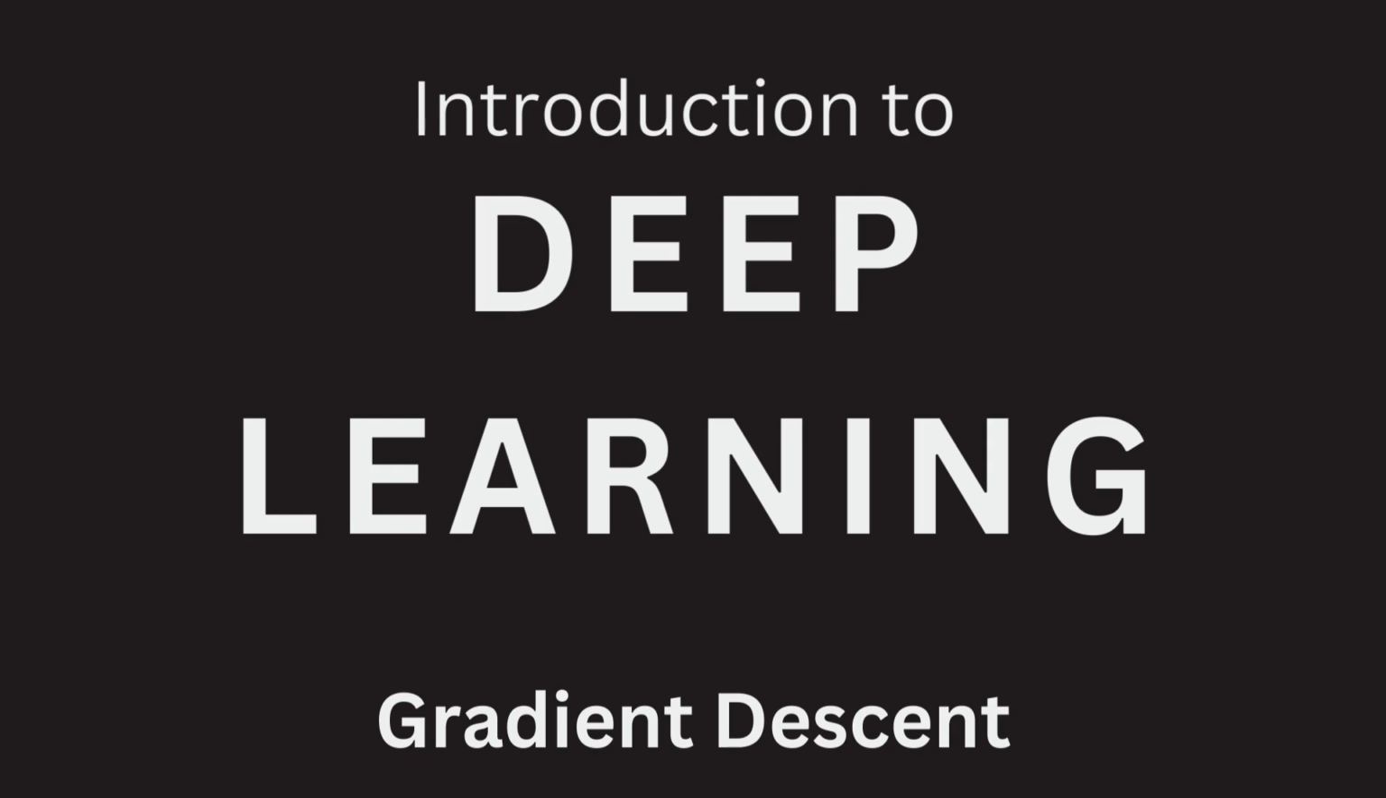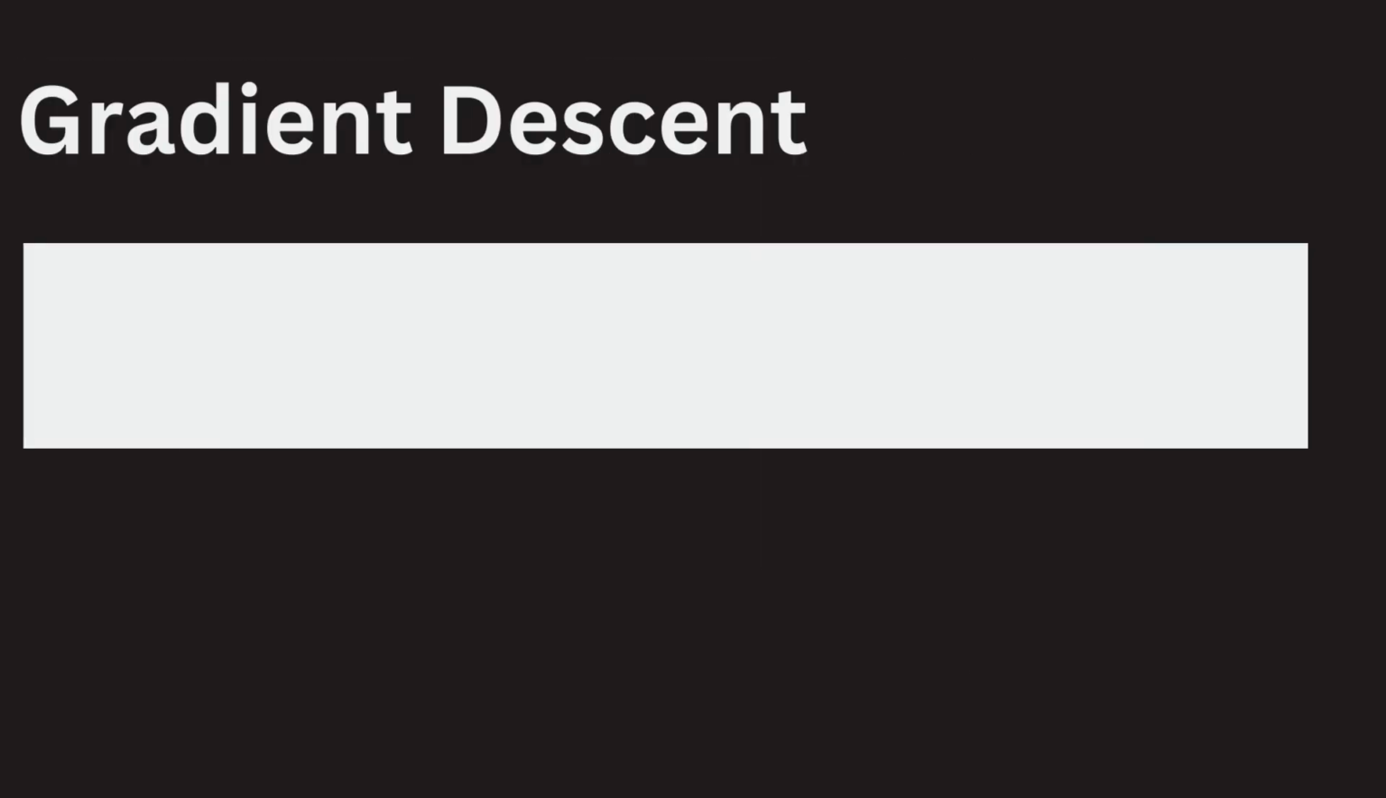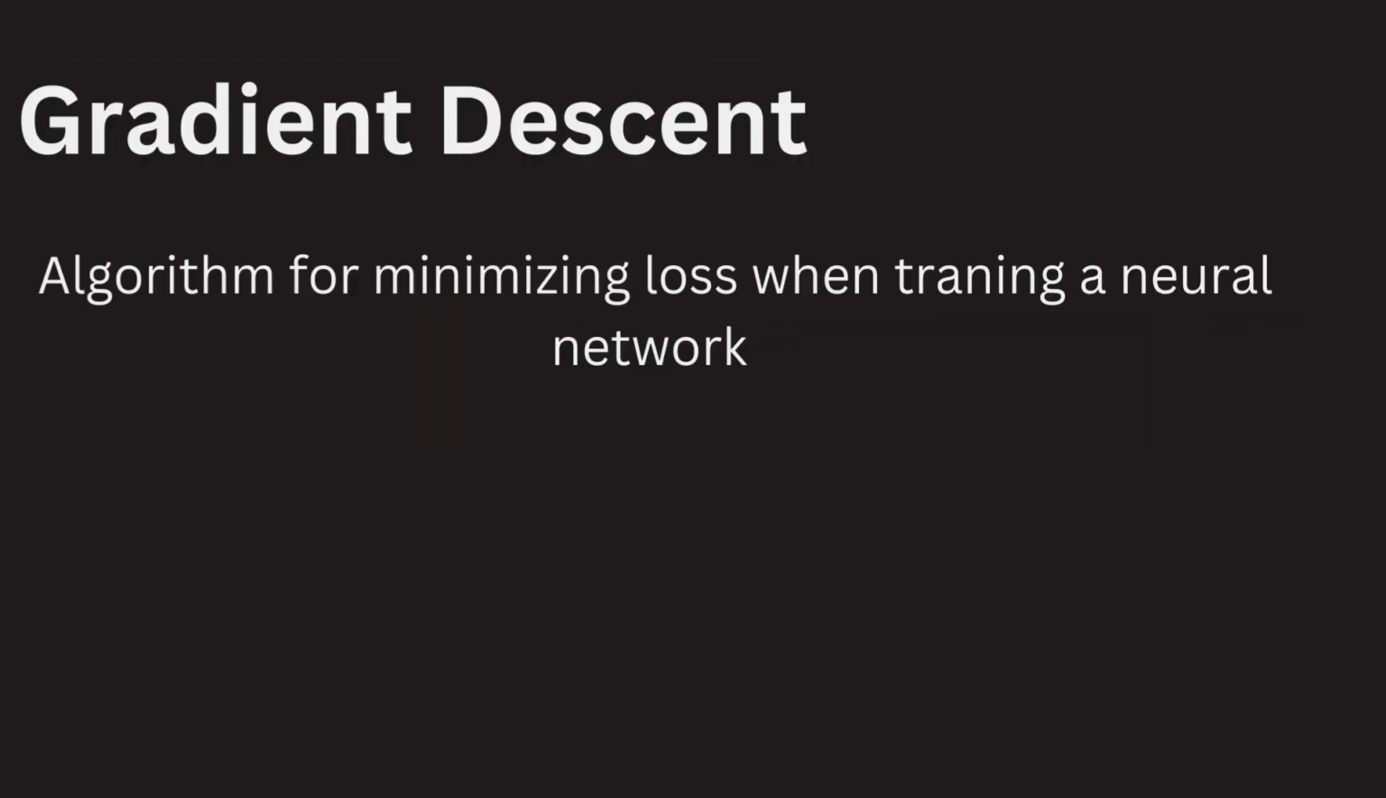Okay, so let's start our video with the definition of gradient descent. Basically, gradient descent is an algorithm for minimizing loss while training a neural network. When we train a neural network, we want to decrease the loss as much as possible. That's why we use gradient descent. It will find the global minimum. The global minimum is like the least loss we can find, for example, in a mountain or like this. It is basically a part of calculus.